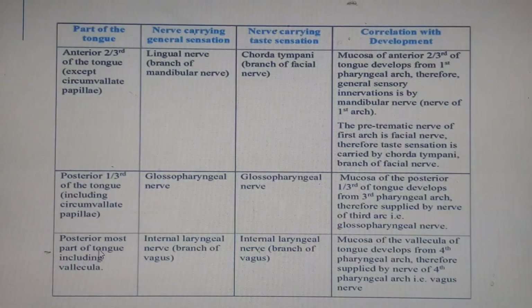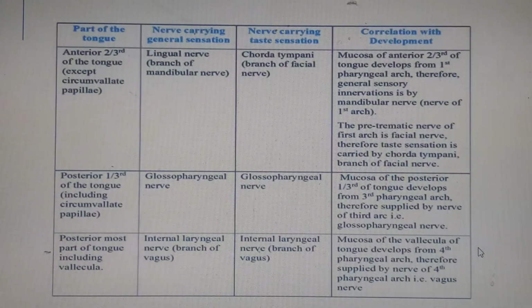And then the posterior most, by way of the vallecula and of course the epiglottis, is supplied by the internal laryngeal nerve, which is a branch of the superior laryngeal nerve, which is also a branch of what we call the vagus, because that's the caudal portion of the hypobranchial eminence.